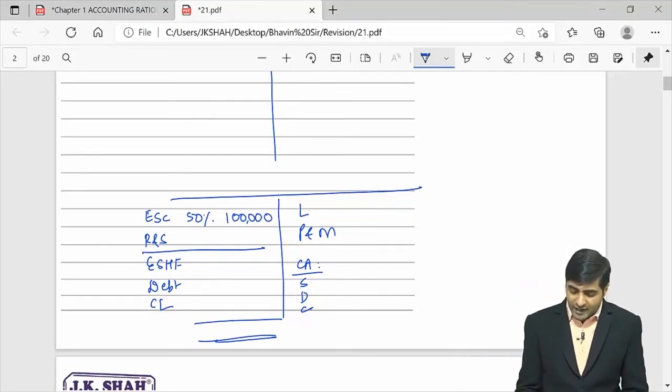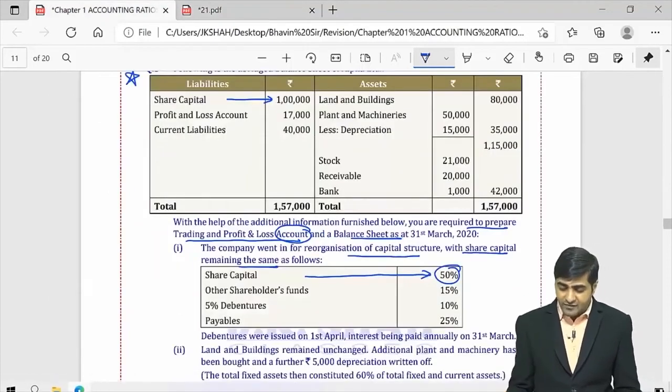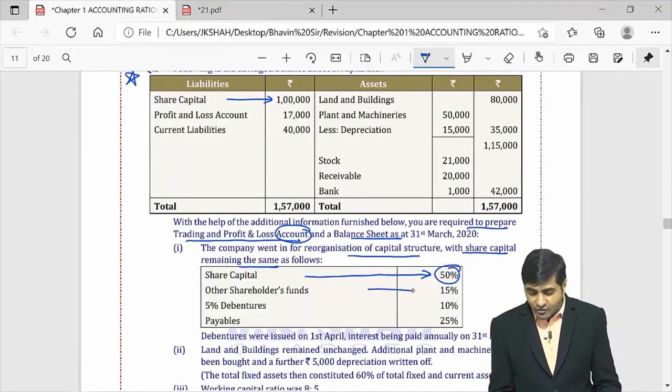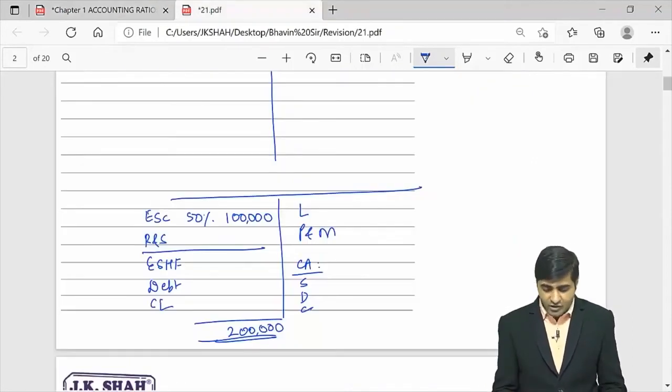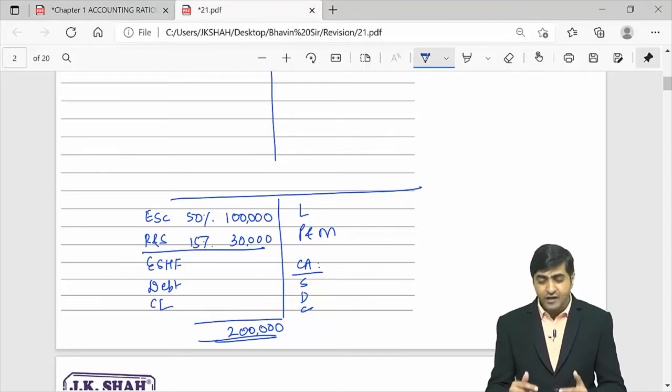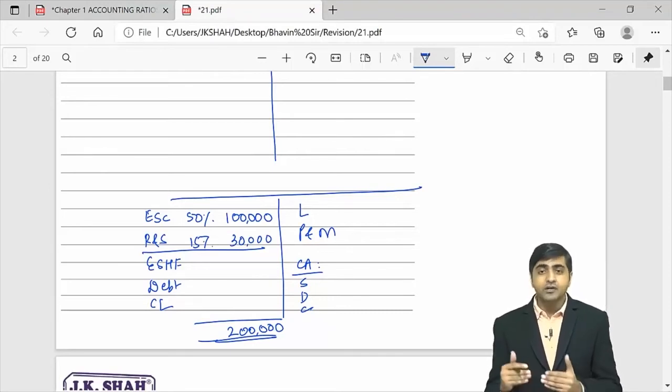Can I say 50% is 1 lakh? Obviously your 100% will become 2 lakh rupees. So we have the total of the liabilities available, and then we just need to take into consideration the other data available, like other shareholders funds is 15%. So out of 2 lakh, if we consider 15%, this will be 30,000. So guys, accordingly we have to solve it further and then complete your balance sheet.